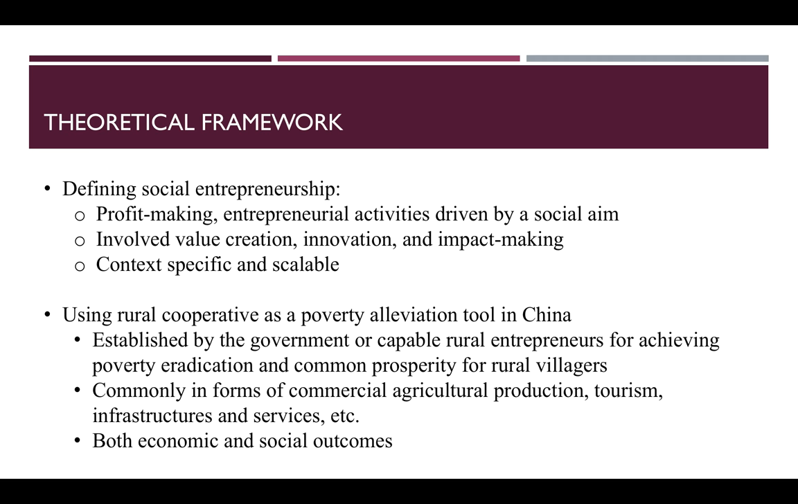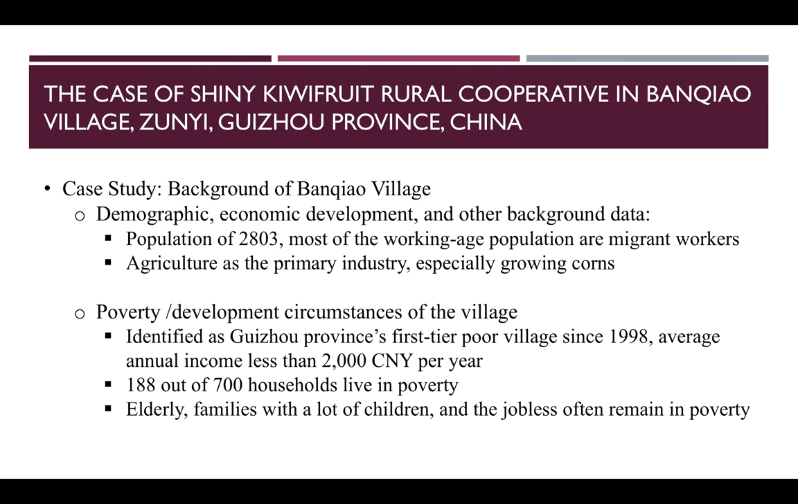As for its application in China, social entrepreneurship often appears in the form of developing rural cooperatives by the local government or capable rural entrepreneurs to achieve the social aim of eradicating poverty or achieving common prosperity. These rural cooperatives are often established in forms of commercial agricultural businesses. However, they are not only aiming for economic outcomes, but also social outcomes.